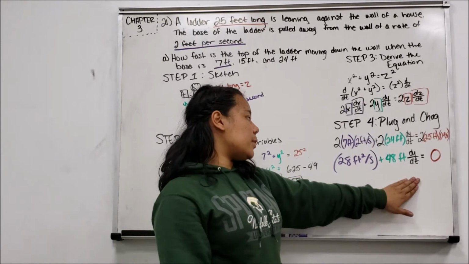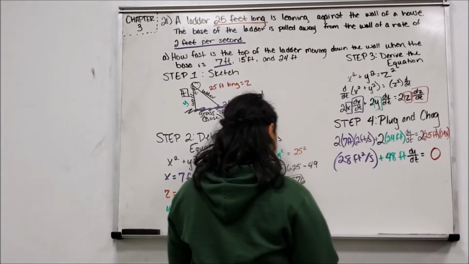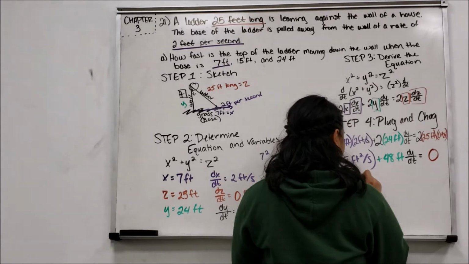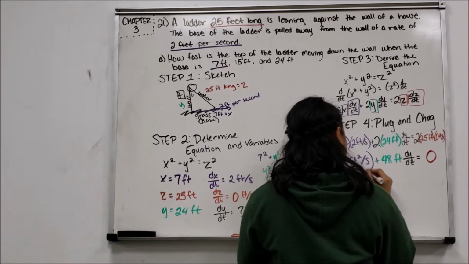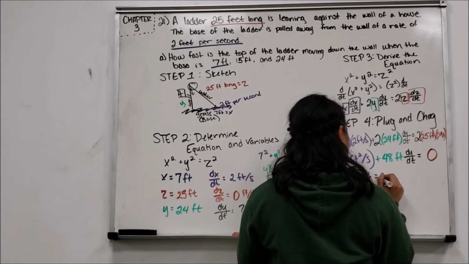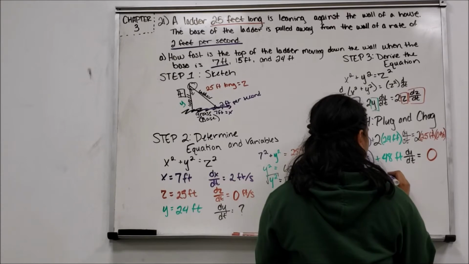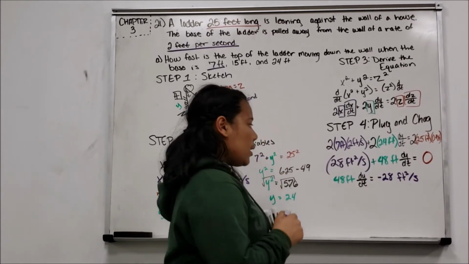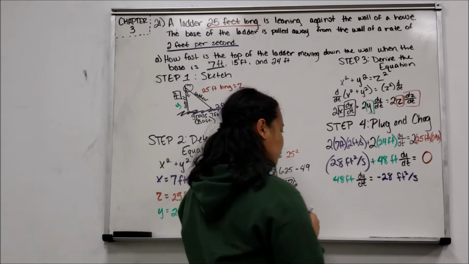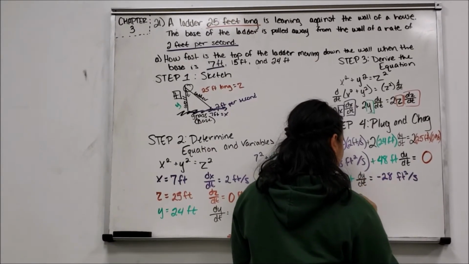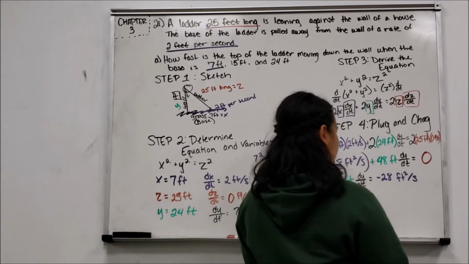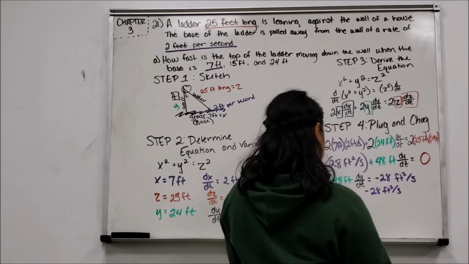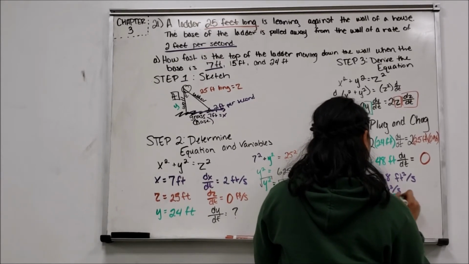Now, we just solve for what we need, which is dy/dt. So the first thing we're going to do is subtract this over to the other side. And I'm going to say that my 48 feet times dy/dt equals negative 28 feet squared per second. Now I'm going to divide by my feet to the other side, and I get dy/dt equals negative 28 feet squared per second divided by our 48 feet.